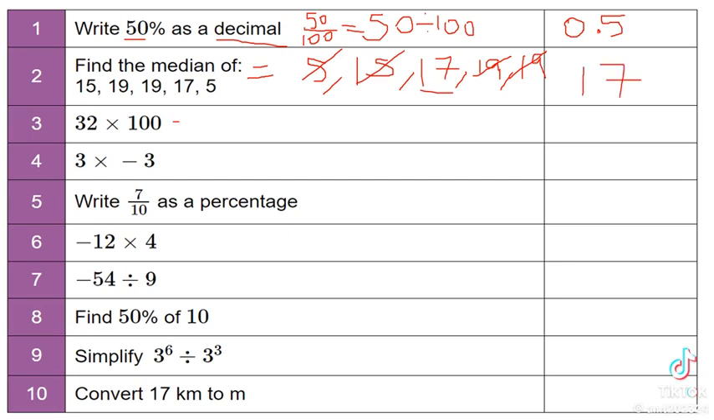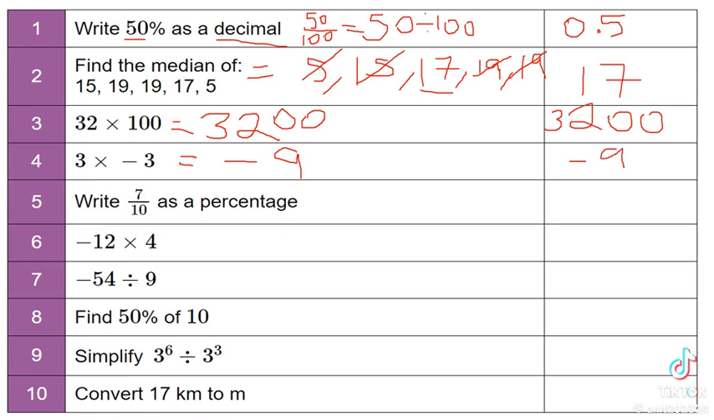Okay, question number 3, 32 times 100, so it's just 32, and I stick on 2 zeros after that number. So the answer is 3,200. Okay, for that one, this is question number 4. 3 multiplied by -3, so 3 times -3. Well, a positive times a negative, the sign of my answer is going to be negative. 3 3s are 9, so my answer is -9.